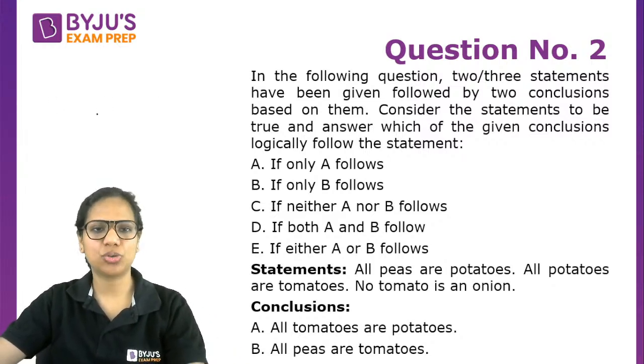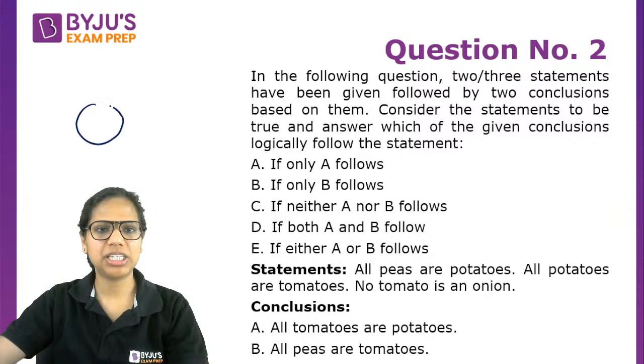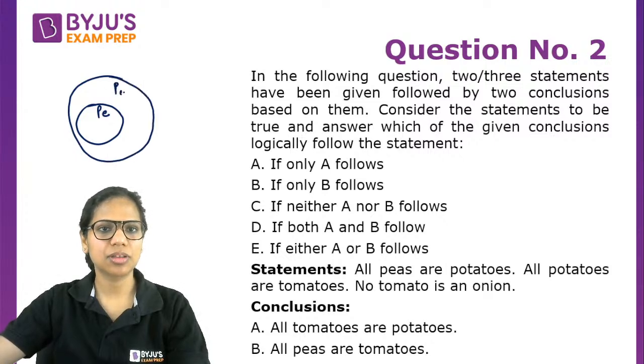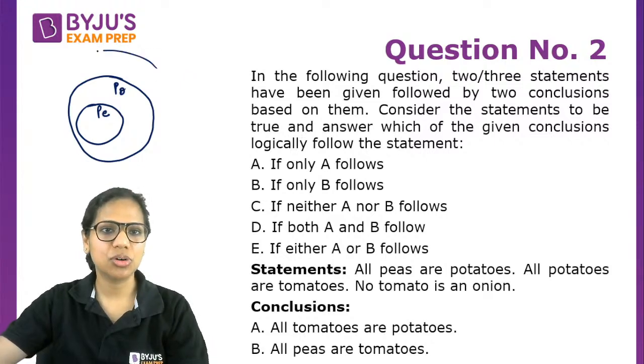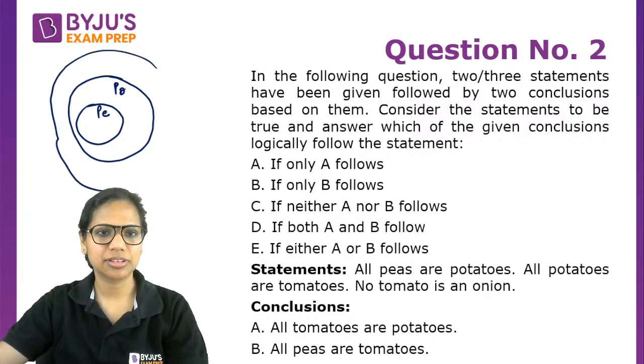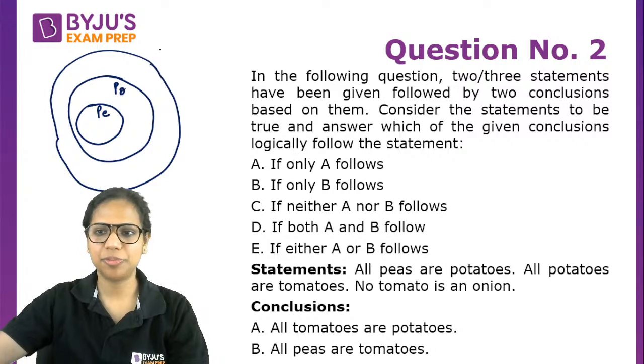All peas are potatoes. P, potato. All potatoes are tomatoes. All right. This is my humble attempt at a circle only.